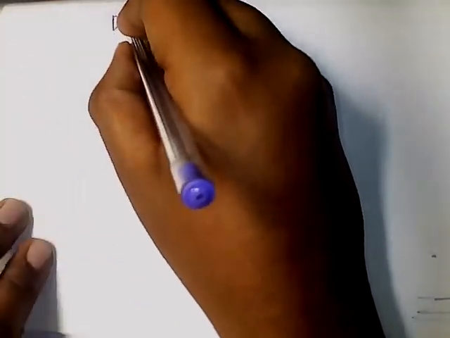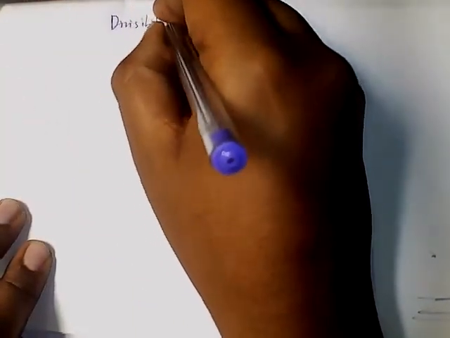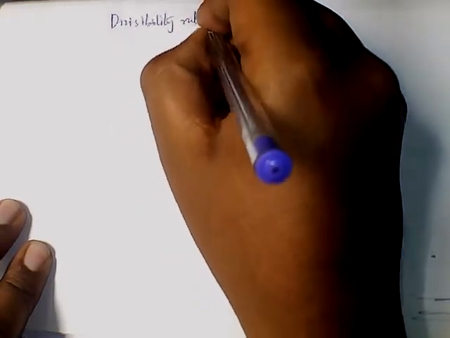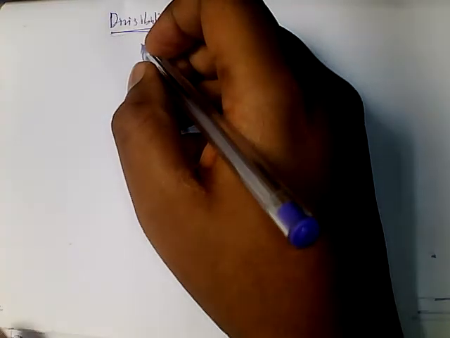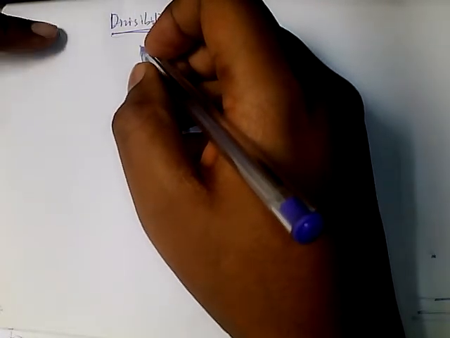Alright, so we have divisibility rules. These are pretty much easy. We already know this from our preschool.